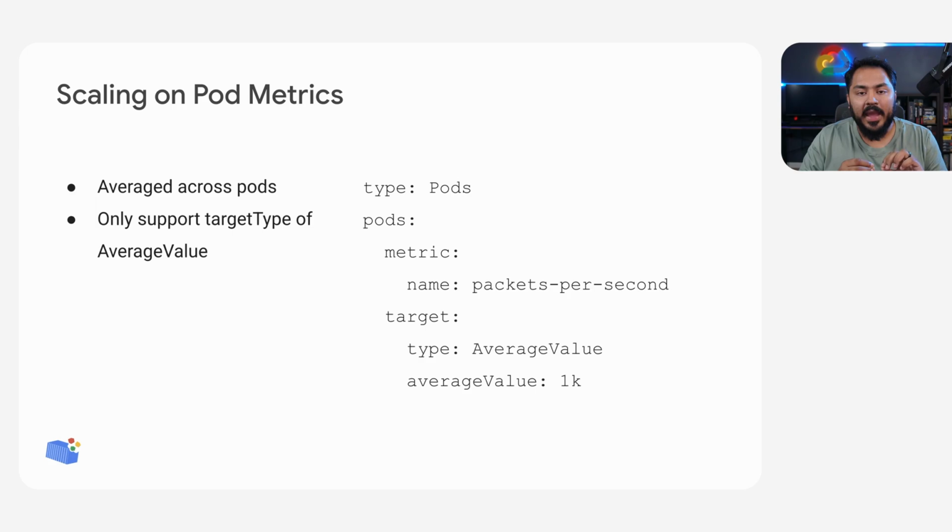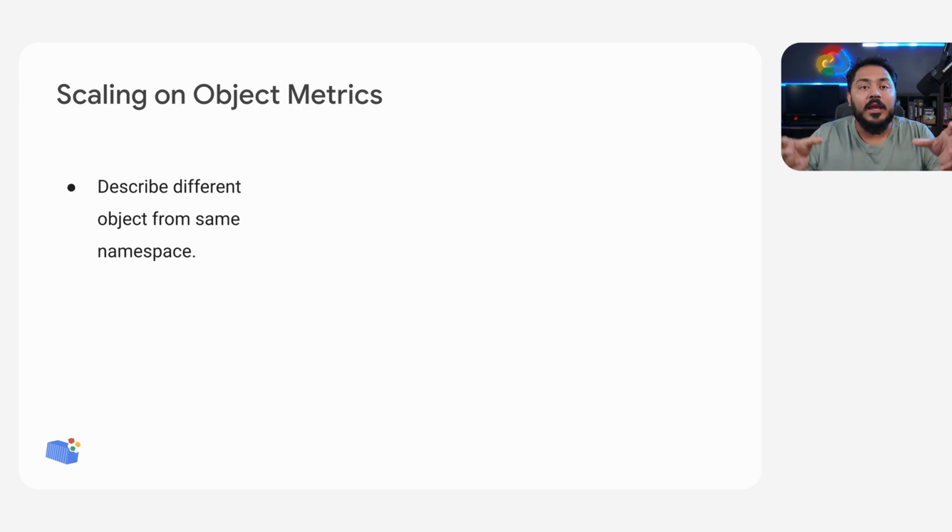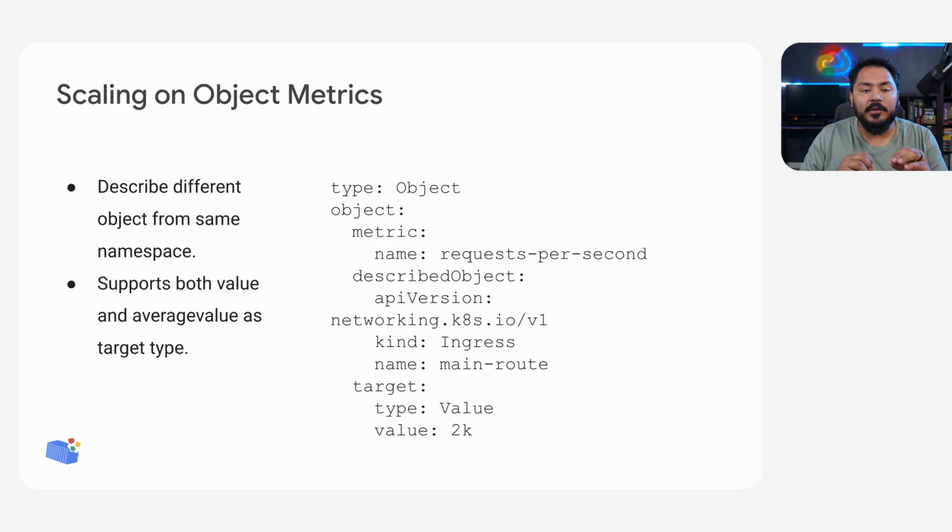Here in the example, we have type pods where the metric packets per second is being used to scale our deployment. You have to have these metrics available in your Kubernetes cluster to use this type of scaling. The next type of scaling is object metrics. These are different objects from the same namespace. So any object in your Kubernetes namespace that is not a pod falls under this category. This supports both value and average value as target type. In this example, we're looking at an ingress object and setting a target value of 2000. So if your ingress is having more than 2000 requests coming in, you're going to scale this deployment.